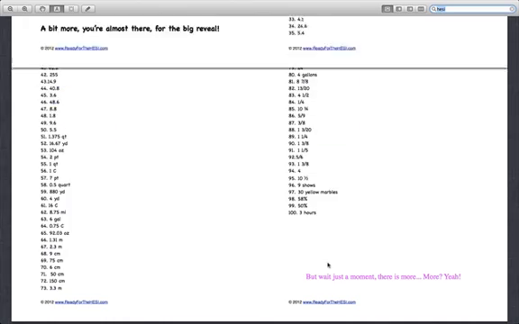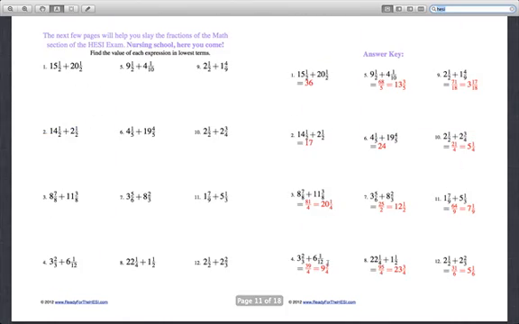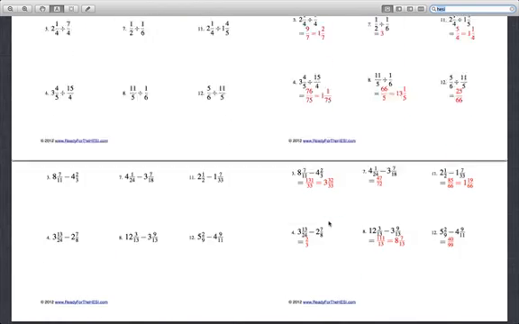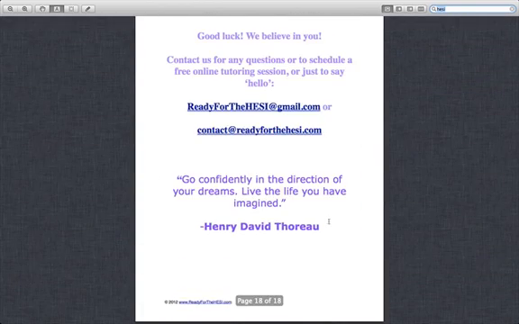And then here's the answer key. Then you also receive more fraction problems. It includes addition, multiplication, division, and subtracting fractions.